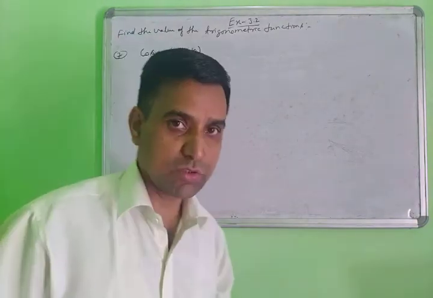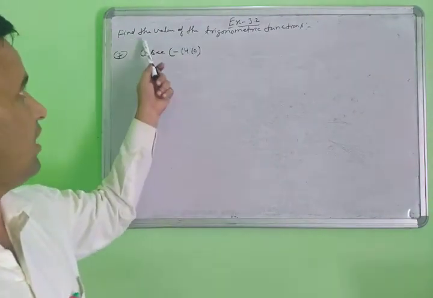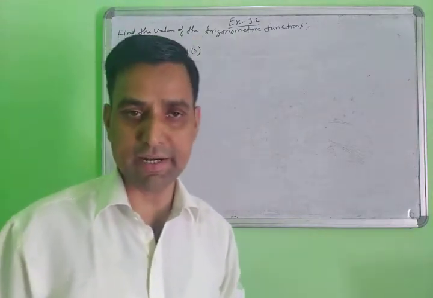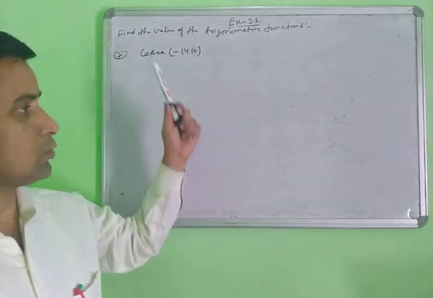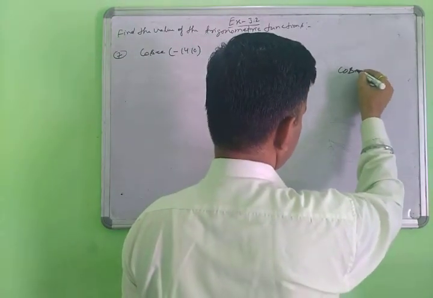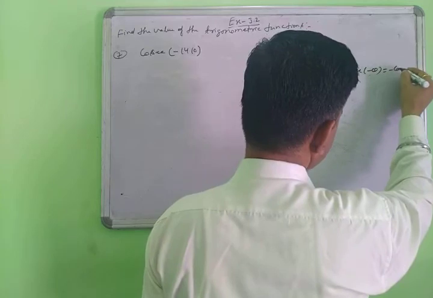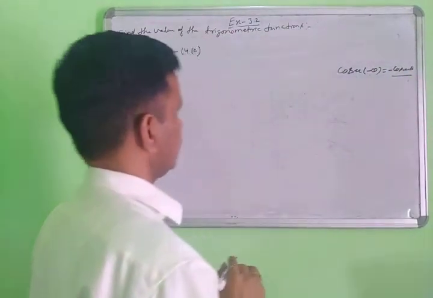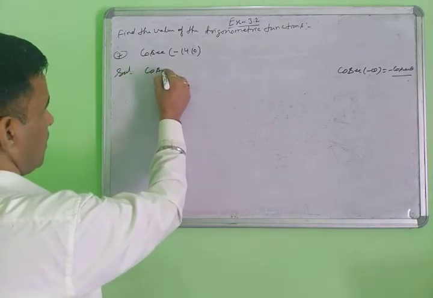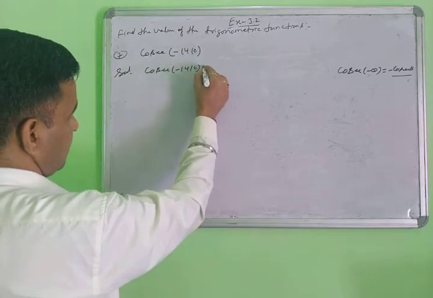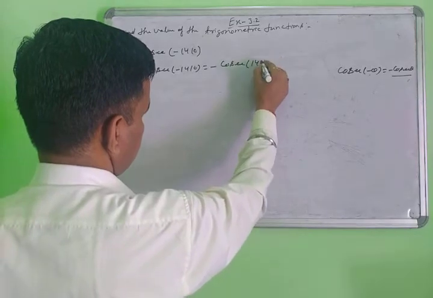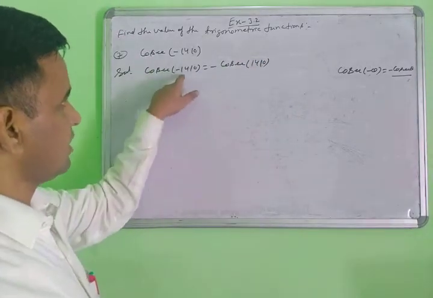Yes, then next I am taking question number 7. Same question type: find the value of the trigonometrical function, cosec minus 1410 degree. This has a negative sign, so how do we solve it? Cosec minus theta is in the fourth quadrant, and equals minus cosec theta. First of all, using this identity, cosec minus 1410 degree equals minus cosec 1410 degree.